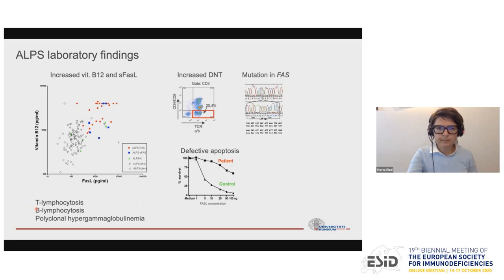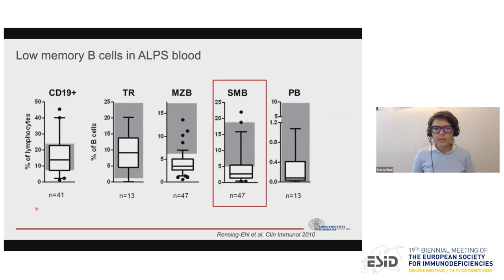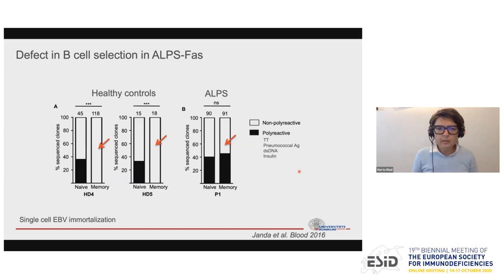If we look in the blood, we find an altered distribution of B cell subpopulations. In particular, we find reduced marginal zone B cells, reduced switch memory B cells, and normal numbers of plasmablasts. We also studied the germinal center selection of these patients by studying patients with somatic mutation in FAS, and found that selection of B cells is compromised in ALPS patients, as shown here by the persistence of polyreactive specificity in the memory compartment, which are normally eliminated in the memory compartment of healthy controls.